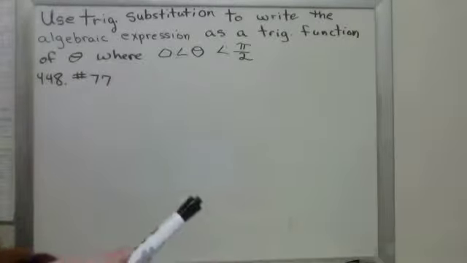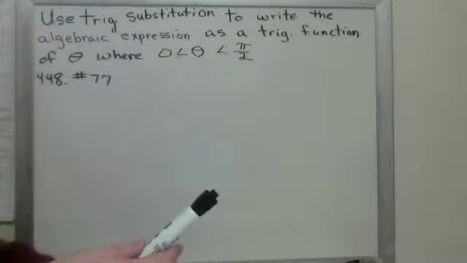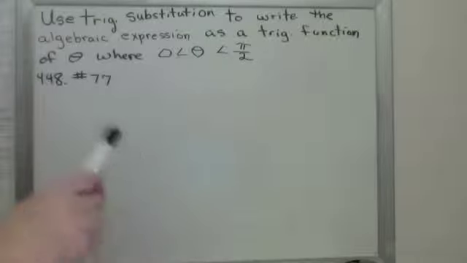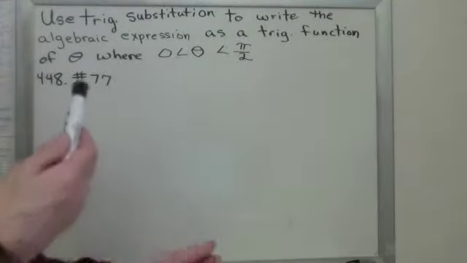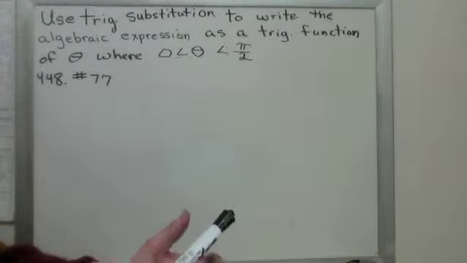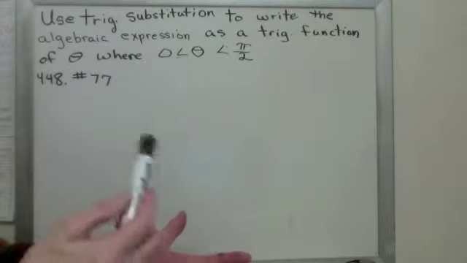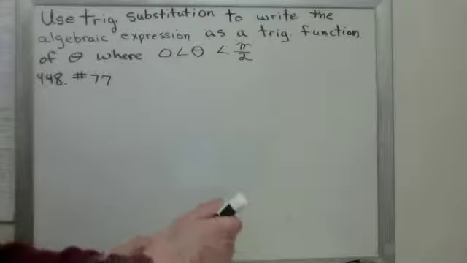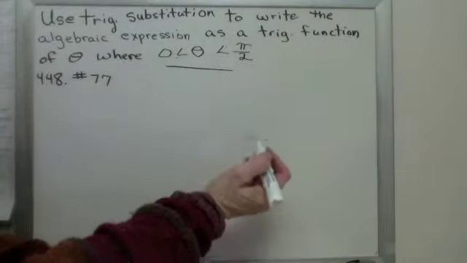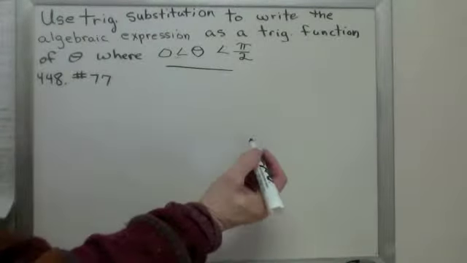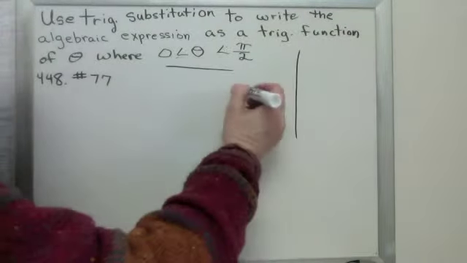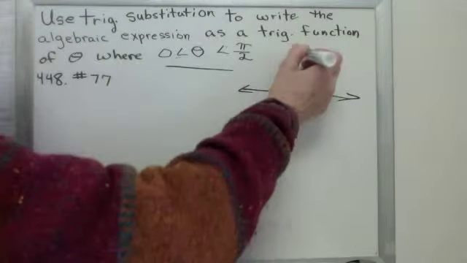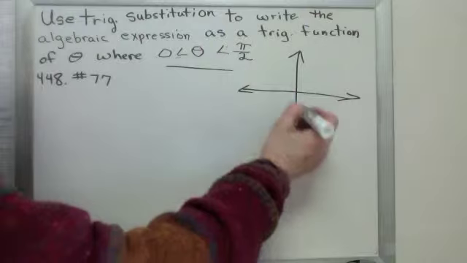Okay, I wanted to show a sample on how to do some of the problems in 448 for the homework. On number 77 specifically, it says use trig substitution to write the algebraic expression as a trig function of theta, where theta is between 0 and pi over 2. That's the big clue, because that puts us in one of the quadrants. Do you know what quadrant? I hope you do, right? Between 0 and pi over 2, that's the first quadrant.